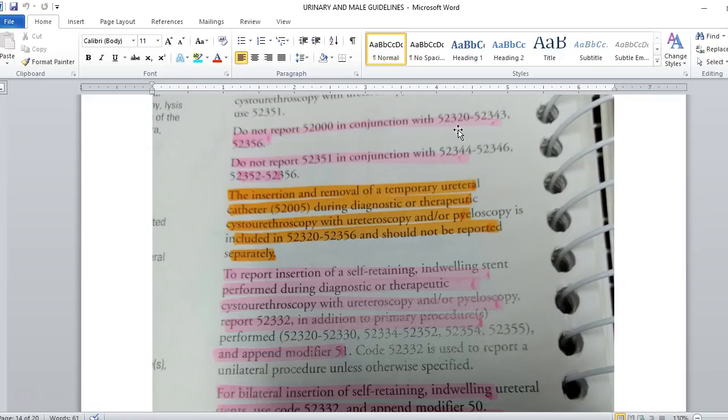Why? Because we are now inserting a stent that's going to stay in the body. If it's something temporary we're just using during the procedure, it's included in the procedure. If we're leaving it in the body, it's going to be something permanent, we do have to code for it.